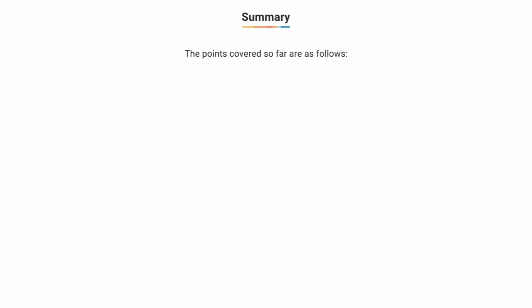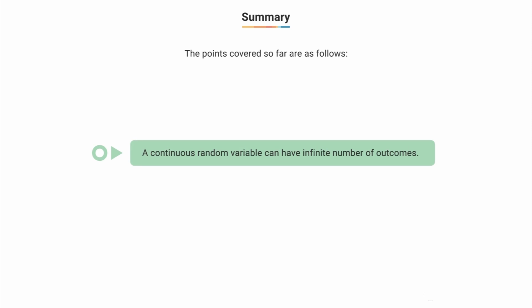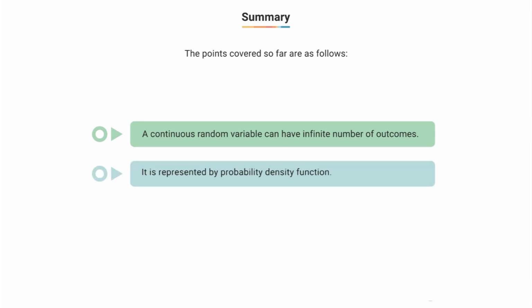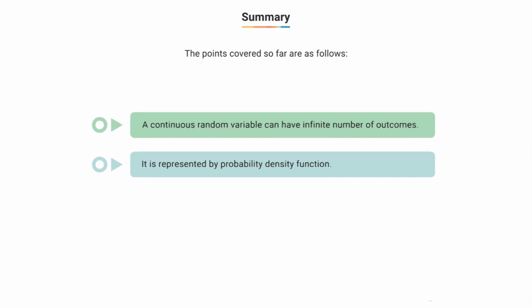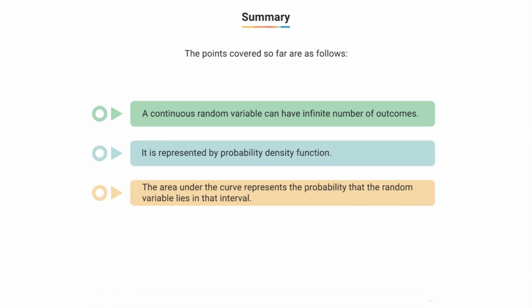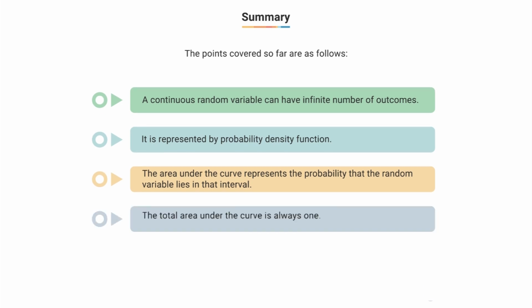So we'll conclude this discussion by quickly going over the points that we have learned. First, a continuous random variable can have an infinite number of outcomes. Second, we represent a continuous random variable using what we call a probability density function, which is essentially a continuous line drawn for all the range of values that x can take. Thirdly, the area under the curve represents the probability that the random variable lies in that interval. And finally, the total area under the curve will always be equal to 1.